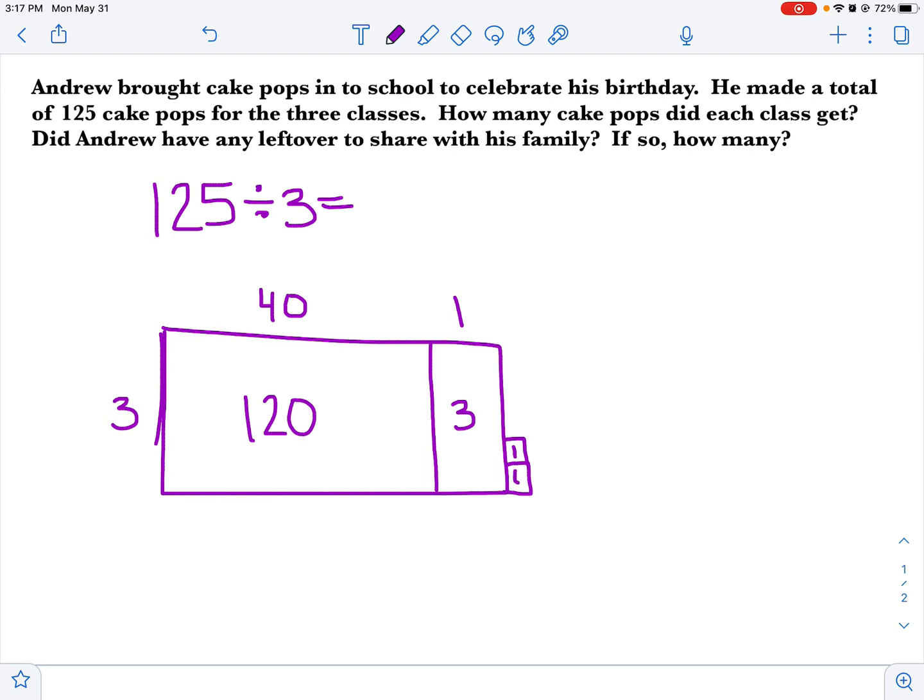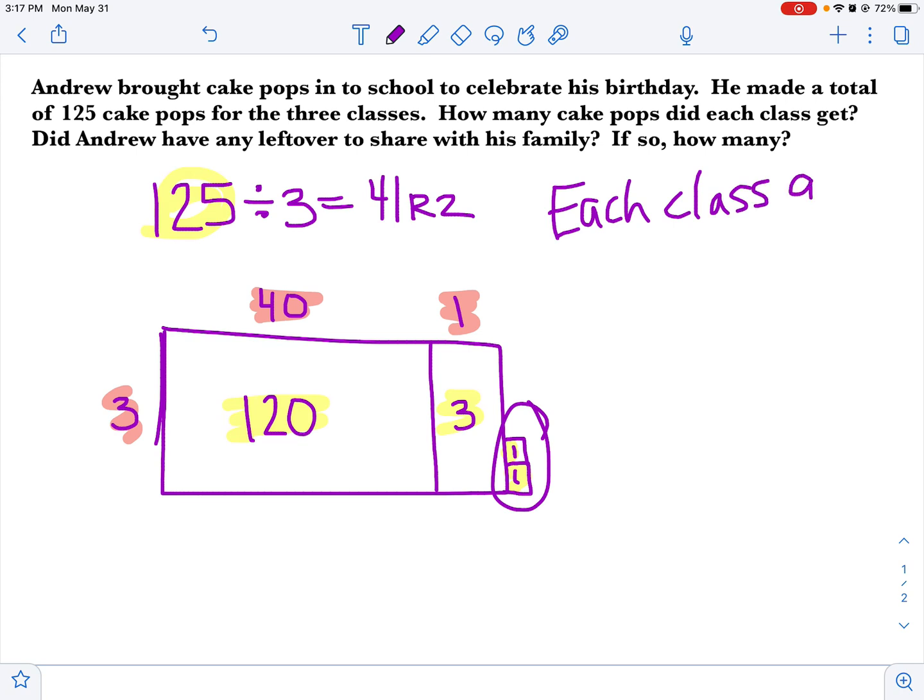2 remaining left over. So I know that I've done everything I can because I've got 123, 24, 25. So I've got my total of 125. I've divided it into 3 equal groups. And I was able to give each class 41 cake pops with, don't forget that remainder, guys. A lot of you are forgetting it, a remainder of 2. So there's my work, and I would write my statement. Each class got 41 cake pops. And then you'd have to answer the second part too.